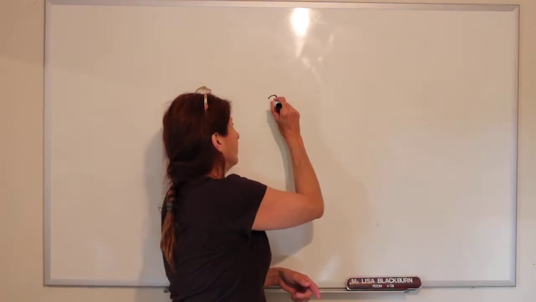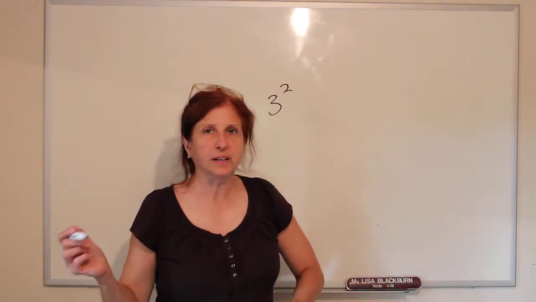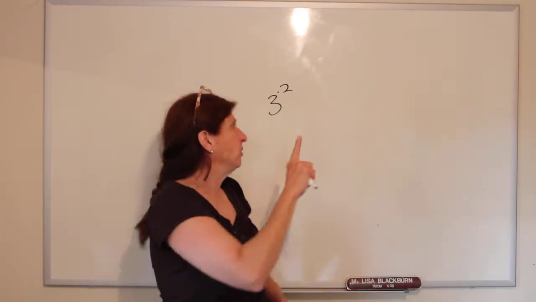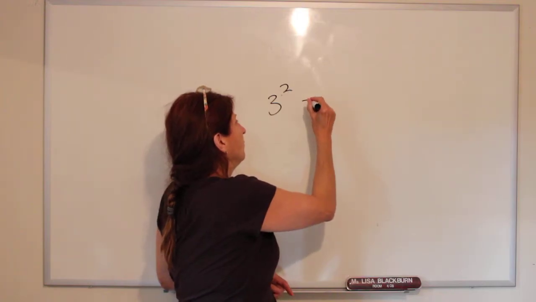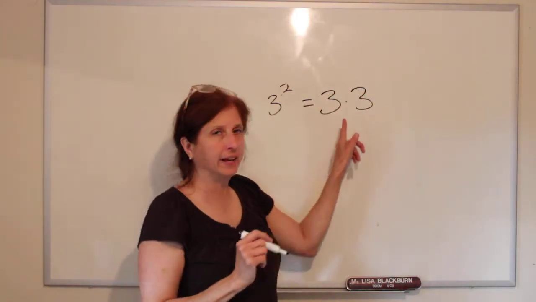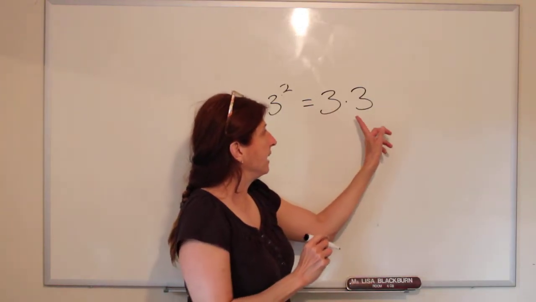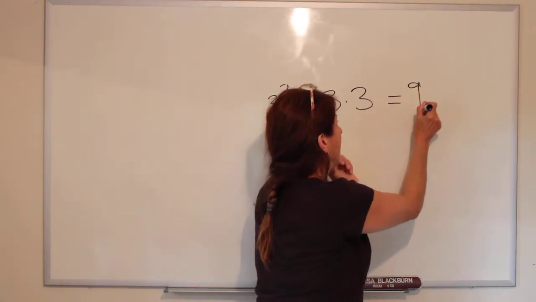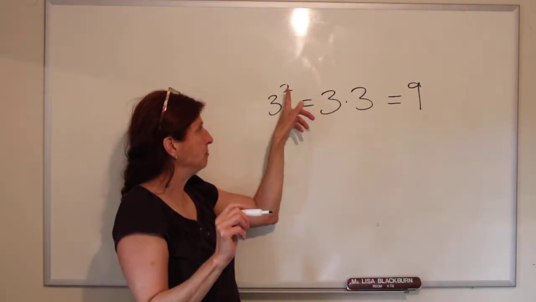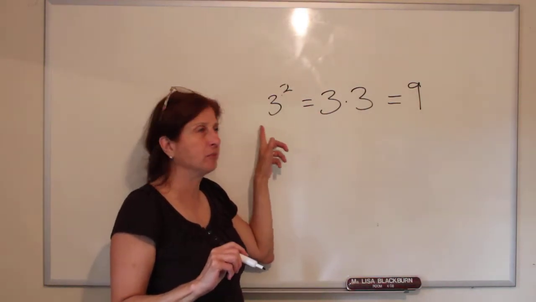Okay, let's go back to this one. 3 to the 2nd power. What does that mean? It does not mean 3 times 2. No. It means 2 3's multiplied together. So 3 times 3 is 9. So this tells you how many times you multiply the base times itself.